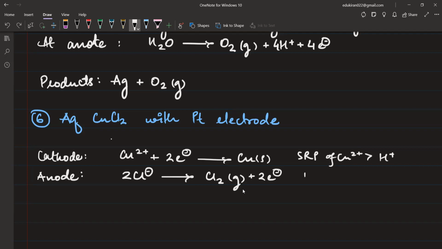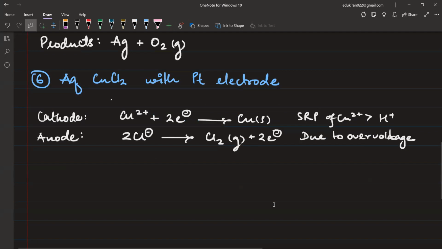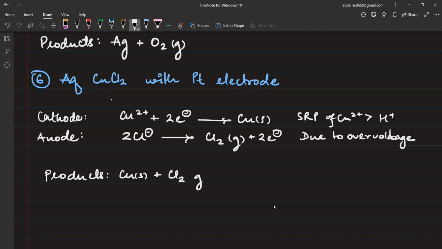Due to overvoltage. The products are going to be copper at the cathode, chlorine gas at the anode.